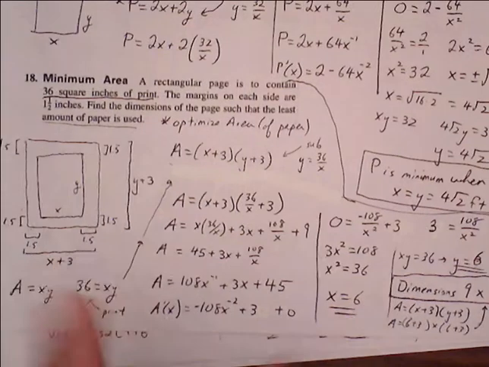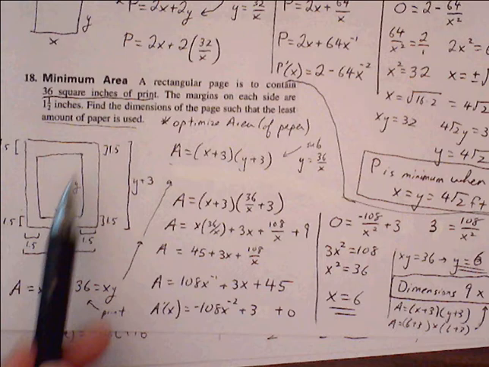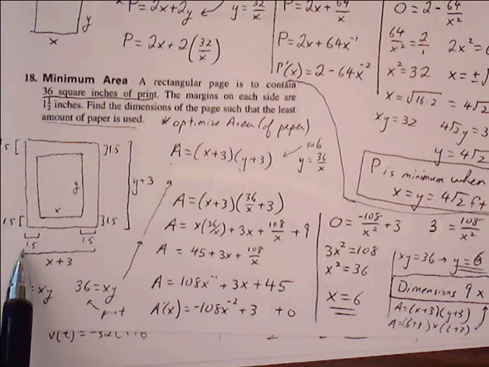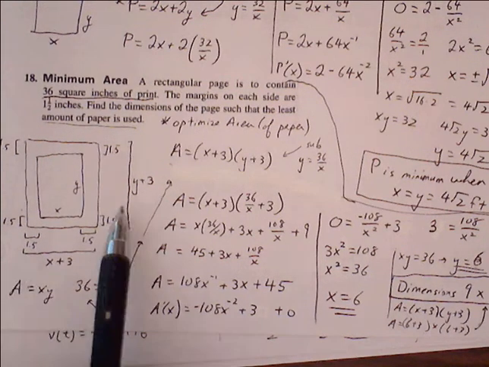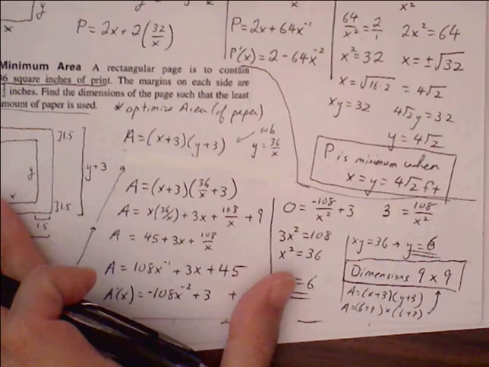We know x and y, they're both 6, but we're asking for the dimension of the piece of paper, not for the text. So the piece of paper is going to be 6 plus 3 horizontally and 6 plus 3 vertically. So the dimension of the piece of paper is going to be 9 by 9. 9 inches by 9 inches.